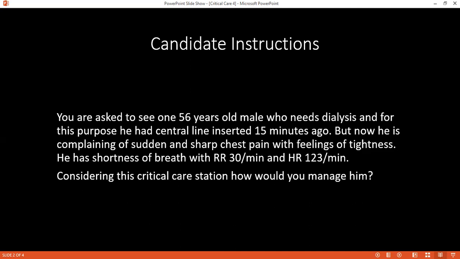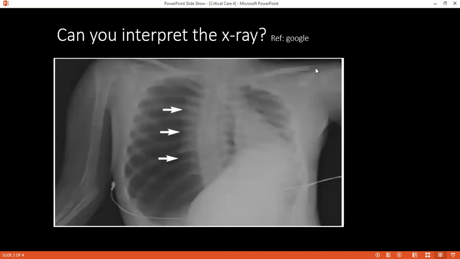There are 2 very important investigations when a patient presents with shortness of breath. Can you name those 2? One is chest X-ray and one is ABG.